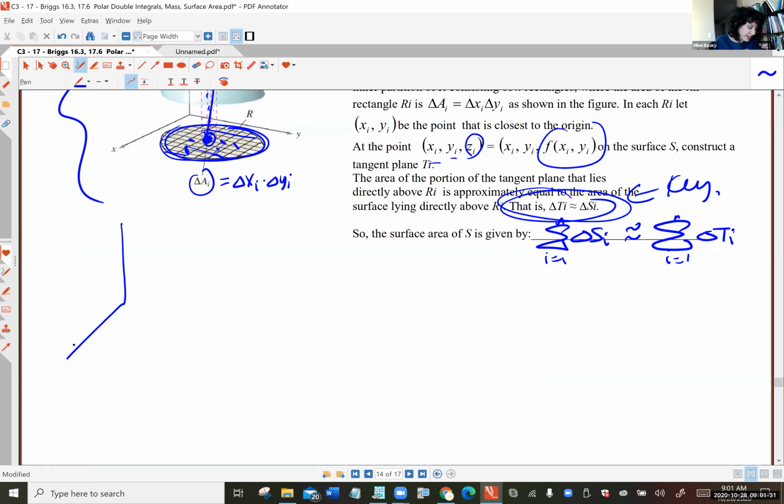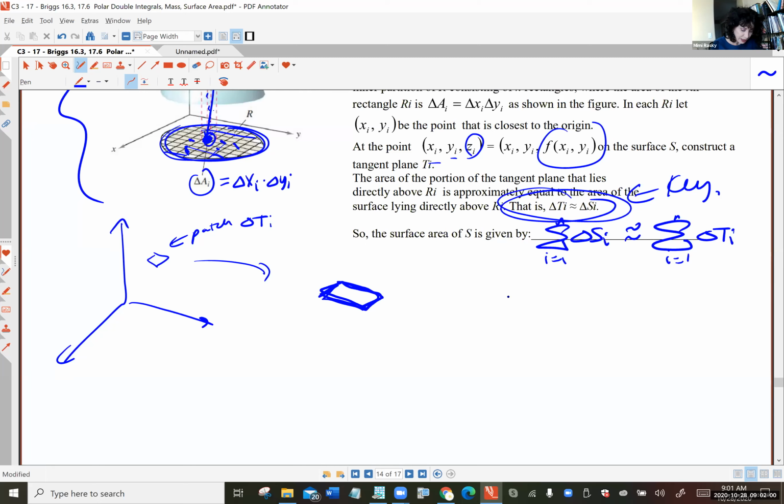So in 3D, if I take my little patch here, this is my delta T sub i patch, and I blow it up. Here it is. I should probably make it look a little bit more like that. It's going to look like a parallelogram.